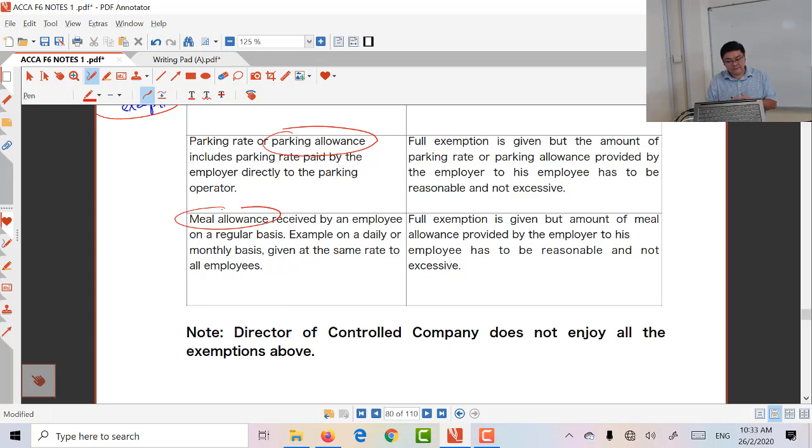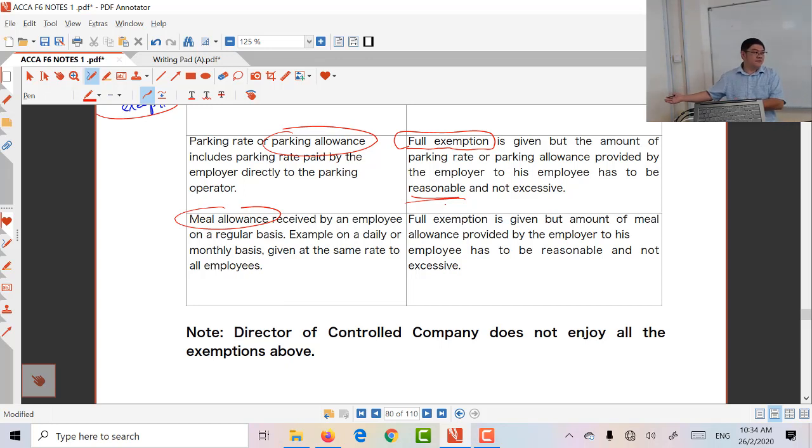Now, that's why here it says the parking allowance is given full exemption, but the condition is it has to be reasonable. All right, it has to be reasonable. So that is why, if let's say MCKL is trying to help the staff save taxes, like I told you, they say, okay, let's give our staff a 300 ringgit traveling allowance. Let's give our staff a meal allowance. Let's give our staff a parking allowance. Now, that's not reasonable. Why?